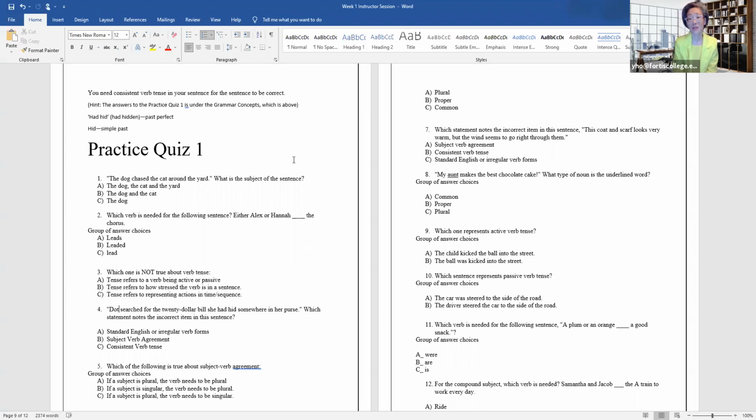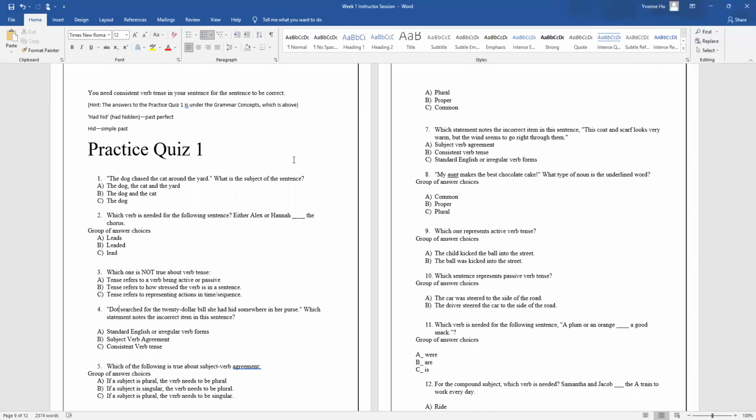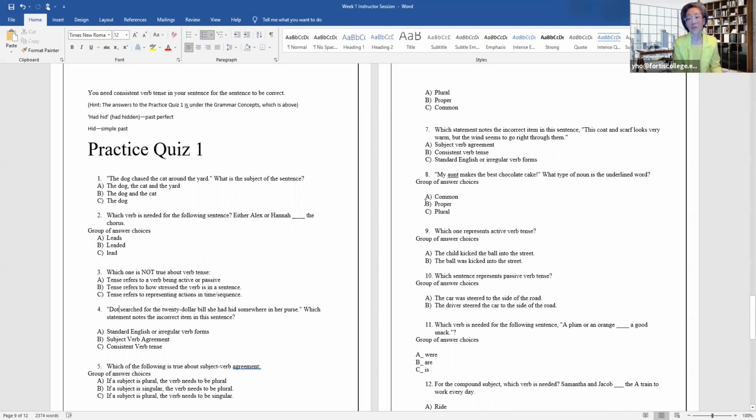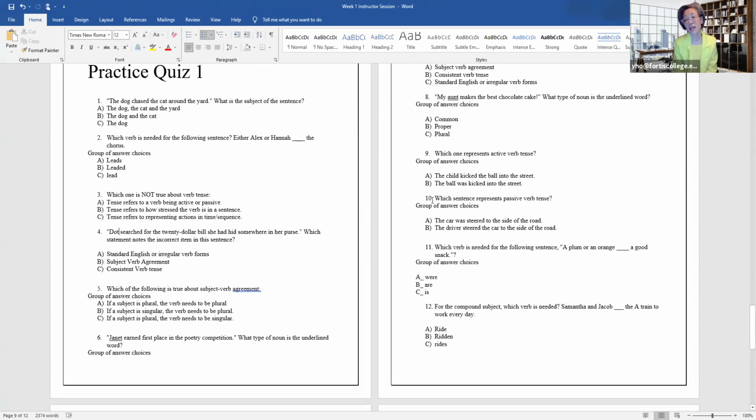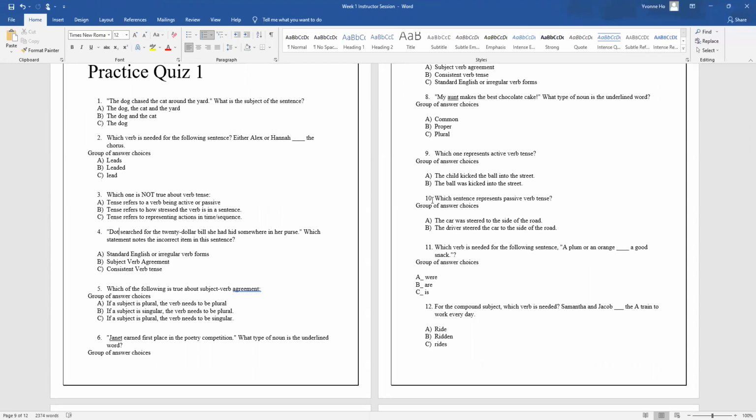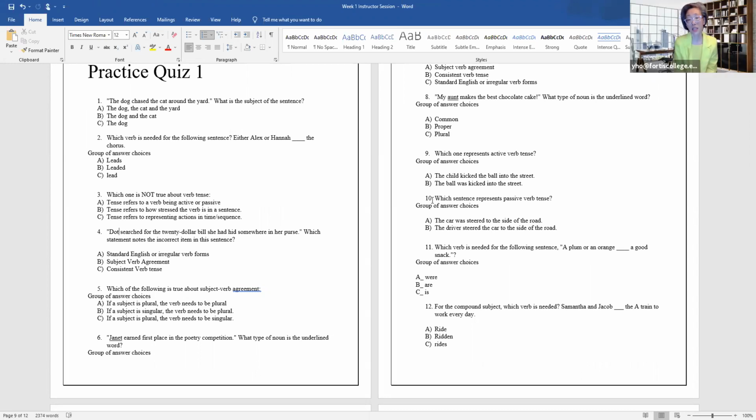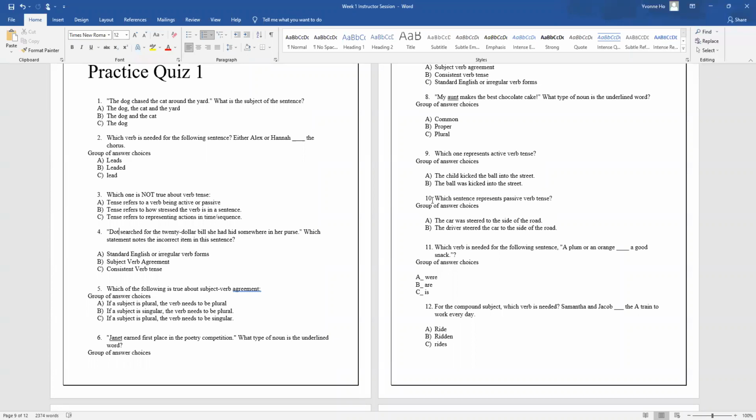My aunt makes the best chocolate cake. What type of noun is the underlined word? A, B, or C? A. Which one represents active voice, active verb tense? It's the same thing. Active verb tense and active voice are the same thing. So is it A or B? Active voice, A, yes, it's the subject doing the action. The child is kicking the ball. So that's active verb. Which sentence represents the passive verb tense or passive voice? A or B? The car was steered or the driver steered? A, because the car is being steered by the driver.